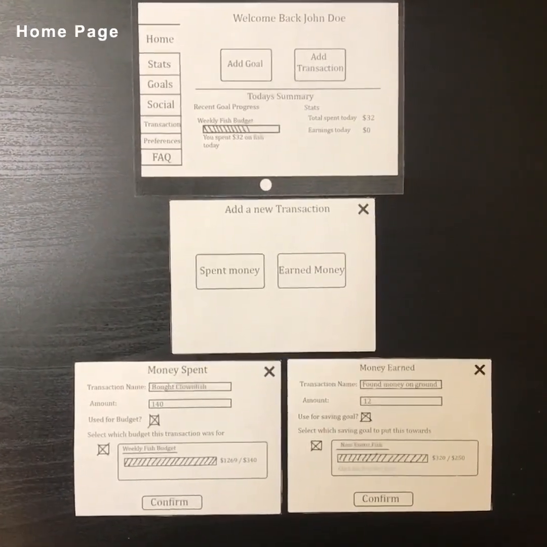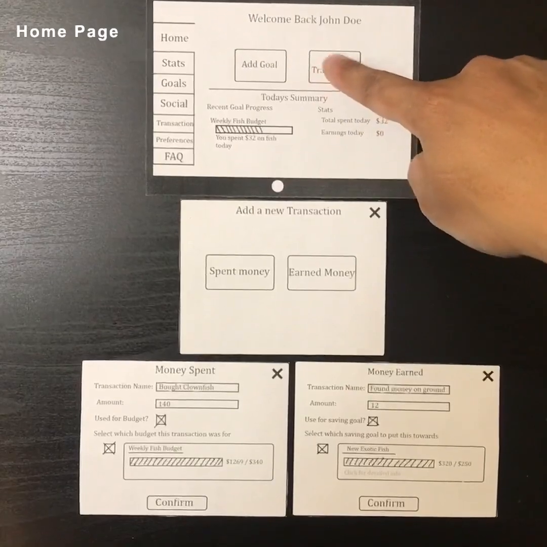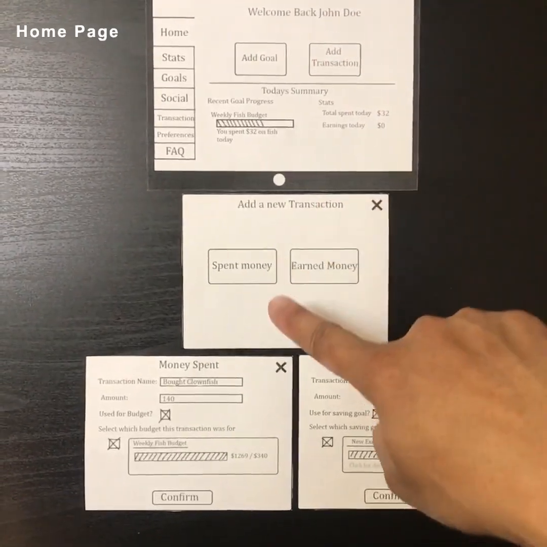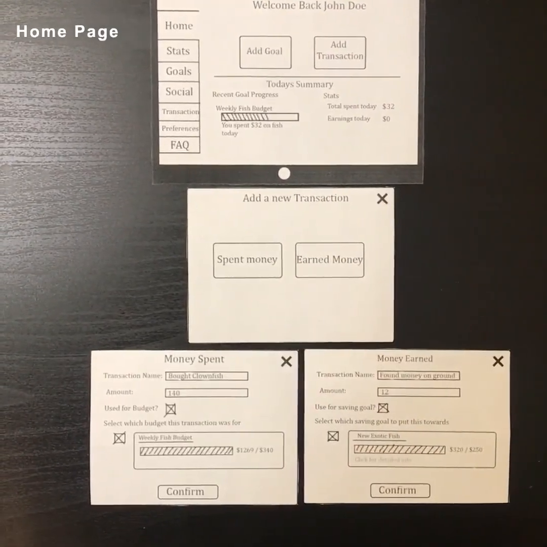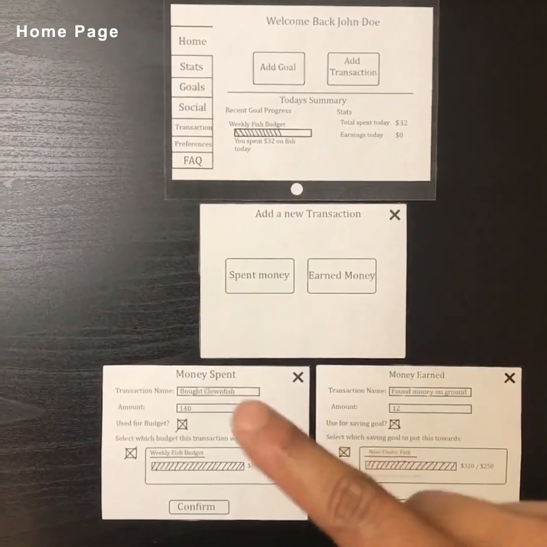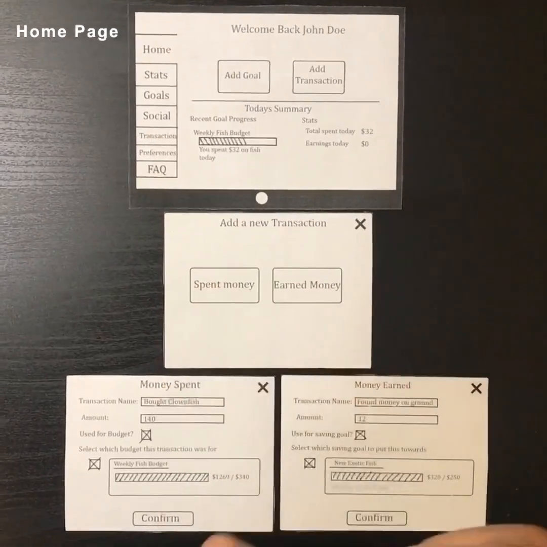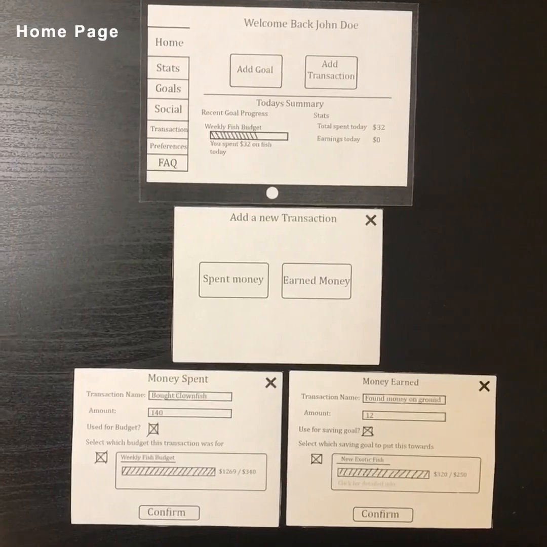To add a transaction, you click on the Add Transaction button and a pop-up with two more buttons appears. You can either add a spent money transaction or an earned money transaction.